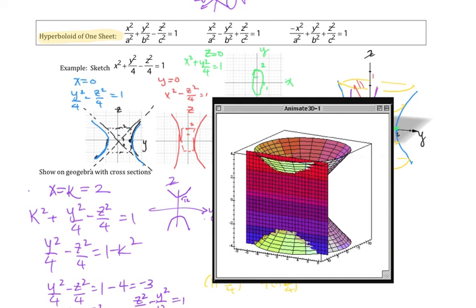Here we have 2 pluses and a minus, but the minus is with the x, so that's just a different orientation. That's going to be a hyperboloid of one sheet that opens around the x-axis. So what you want to remember is a hyperboloid of one sheet is when you have all 3 of the squares, 2 of them are positive and 1 of them is negative. The one that's negative, the one that's different, that's the axis that the graph opens around.